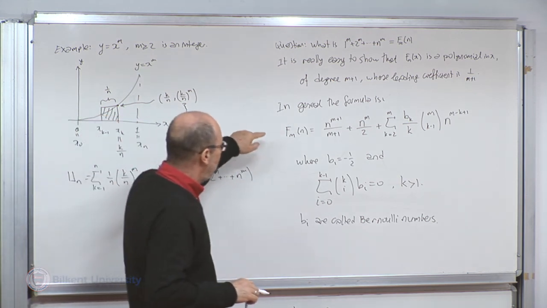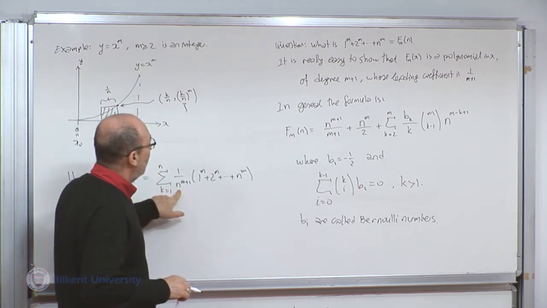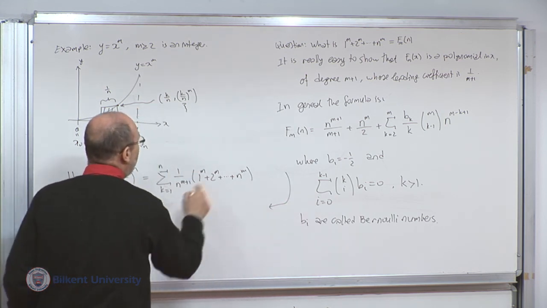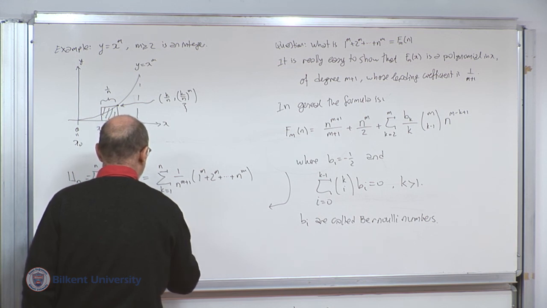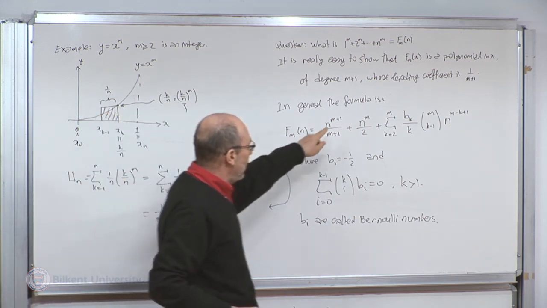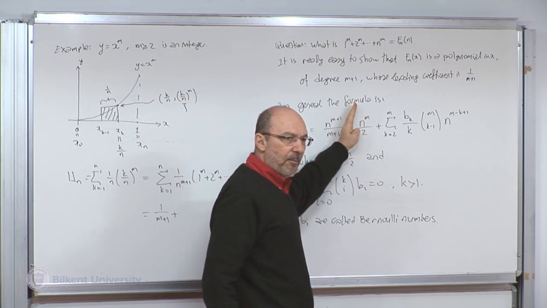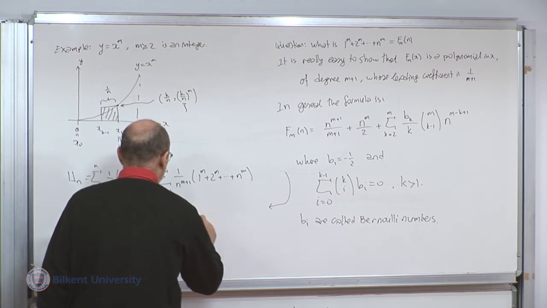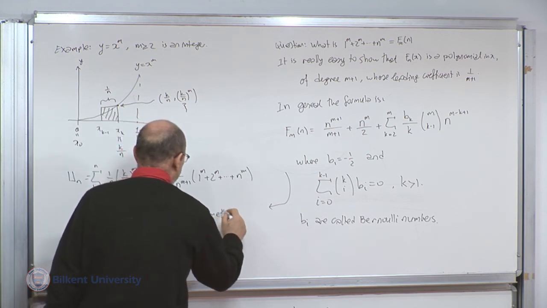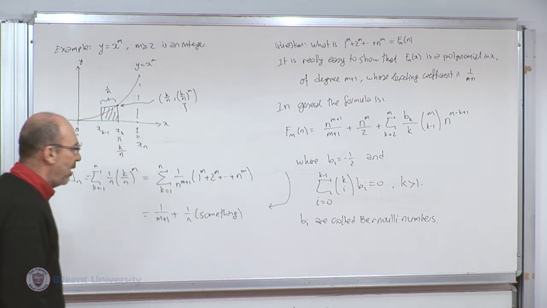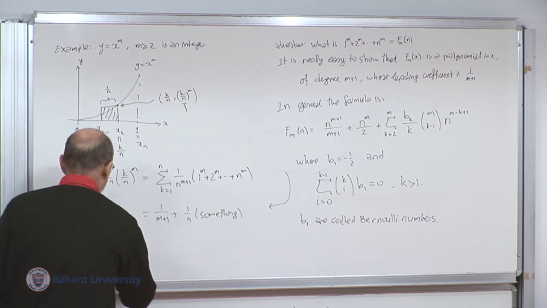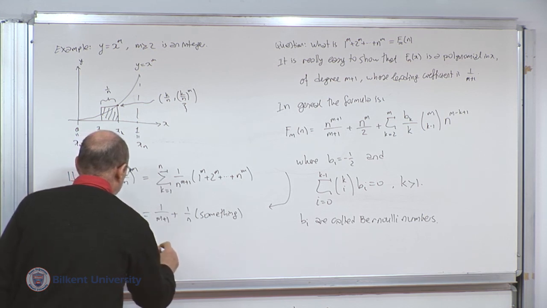Now let's finish this. I'm going to divide this by n to the m plus 1. So first I have 1 over m plus 1 plus, you see this is a polynomial of degree m, and I'm dividing by n to the m plus 1. So this part is 1 over n times something. Now I take the limit as n goes to infinity, so this part will go to 0. So the limit of U_n as n goes to infinity is equal to 1 over m plus 1.